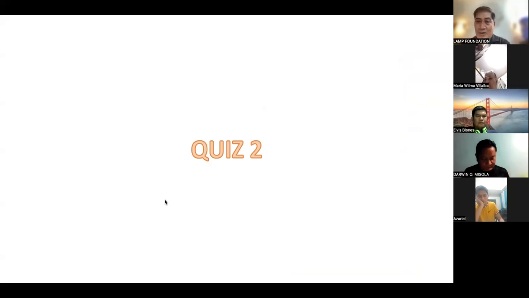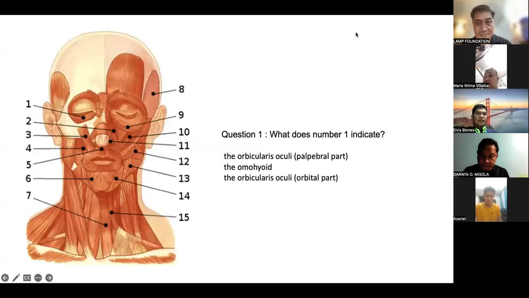Next, let's call on Sir Elvis Blones, who looks very prepared. Let's go. Good evening, Doc. Good evening. What does number 1 indicate? The orbicularis oculi palpebral part. Okay. Number 11 indicates what? The dilator naris. Okay. Zygomaticus minor is number what? Number 10.